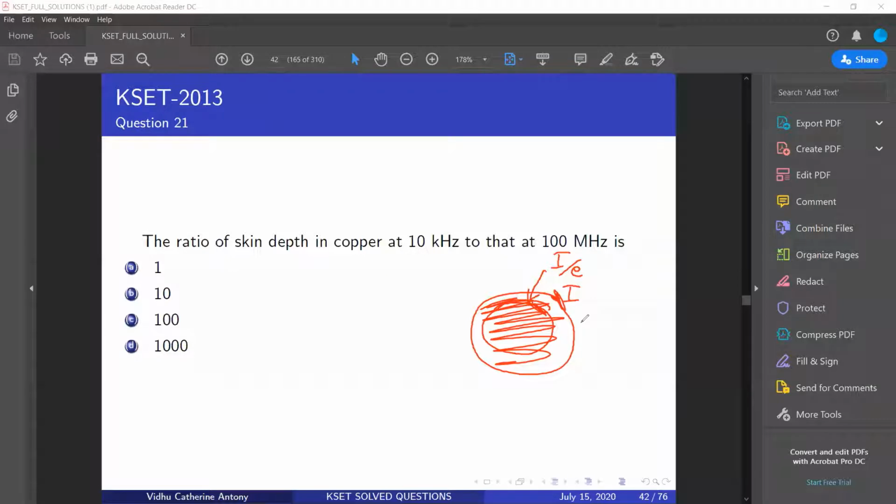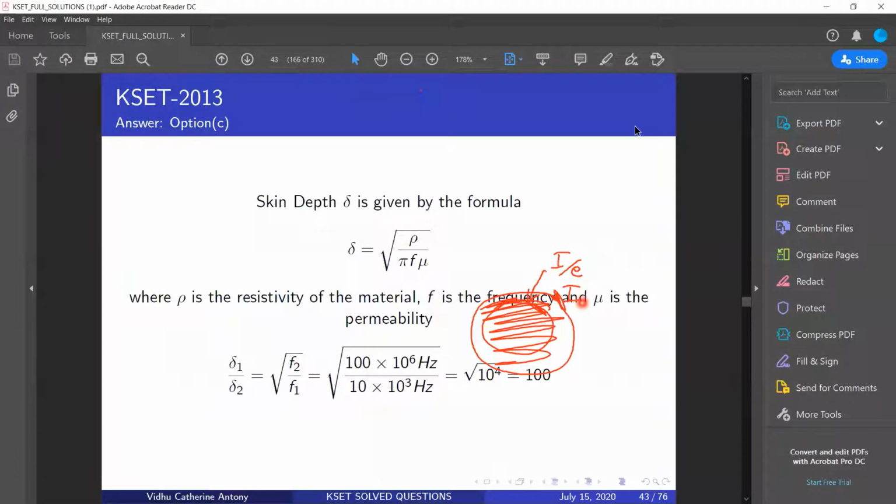Okay, so now let's look at how to calculate the ratio of the skin depth in copper at a particular frequency and the other frequency. Okay, so let's move to the next slide. Your skin depth delta is given by this formula. Delta is equal to the root of rho divided by pi f mu. Rho is the resistivity of the material, f is the frequency, and mu is the permeability.